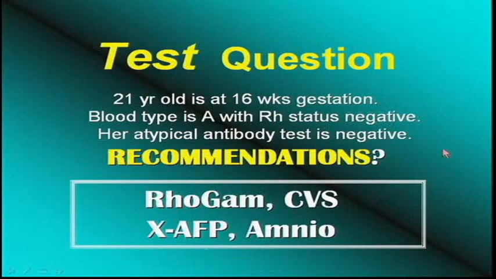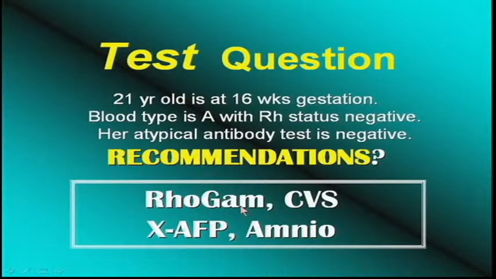Okay, this would be a good board question. A 21-year-old is at 16 weeks gestation. Blood type is A, Rh negative. So she's A negative blood type. Her atypical antibody test is negative. What recommendations will you do at 16 weeks?